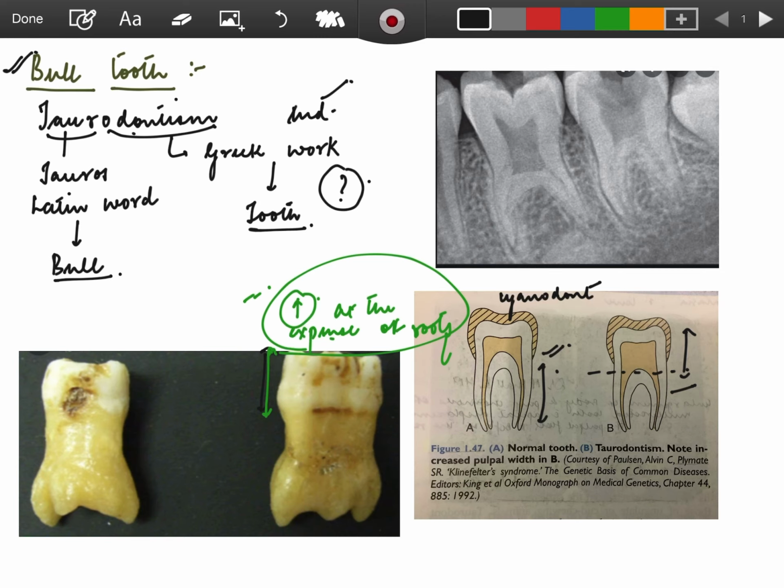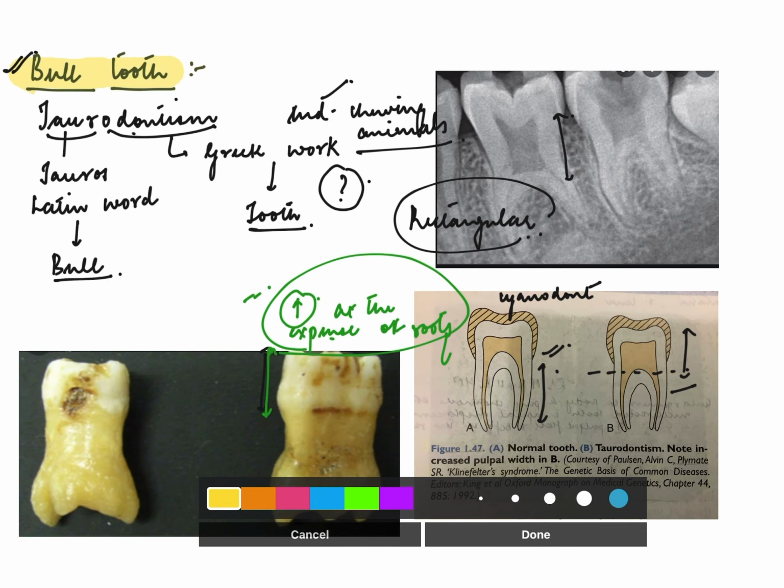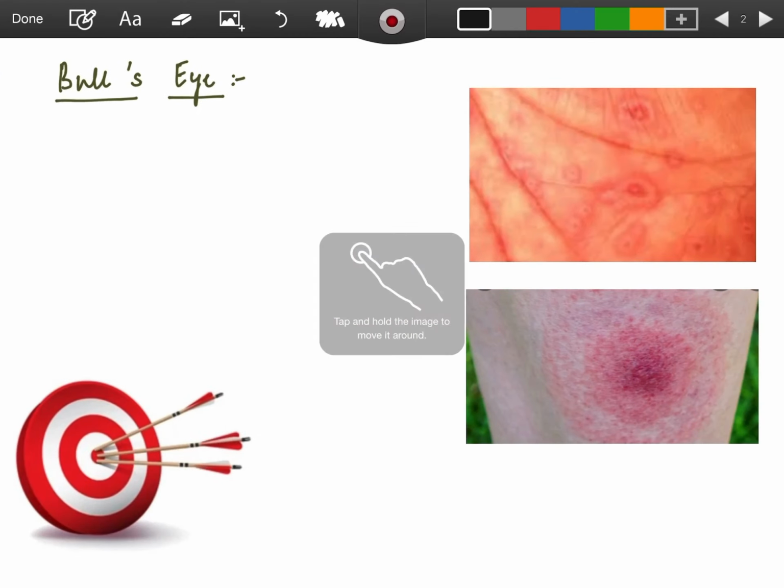So radiographically you can also see the taurodontism. When there is a hypertaurodont, it appears rectangular in radiograph. There is a rectangular shape of the tooth when there is hypertaurodont. So bull's teeth is taurodont.